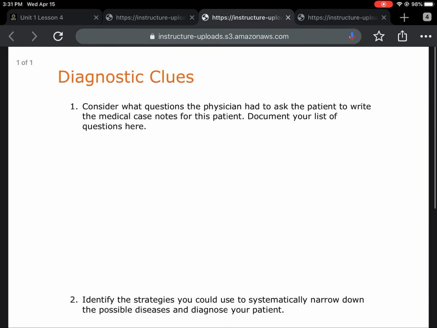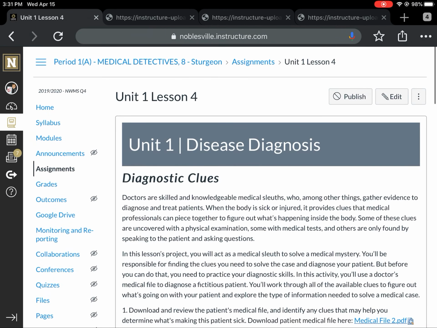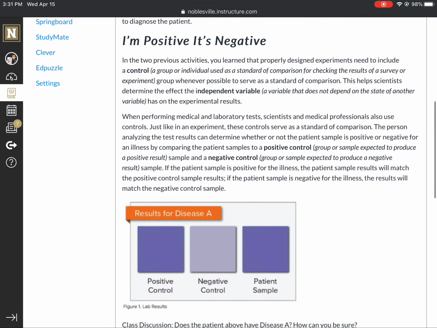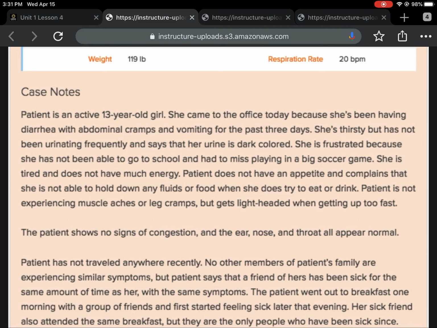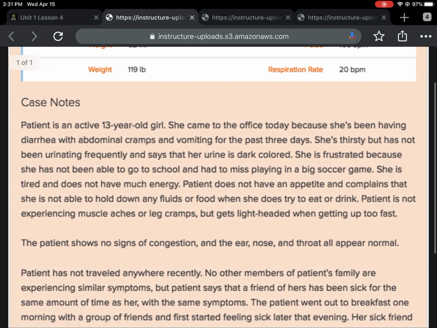So, one last time, you're going to go to Unit 1.4, called Disease Diagnosis. Read through the diagnostic clues. Don't worry about the bottom part yet. We'll tackle that next week. But you're going to then download these three. You're going to read through, and highlight all the things that don't look right with Sally Spews-a-Ton.